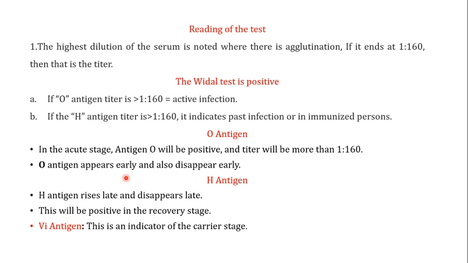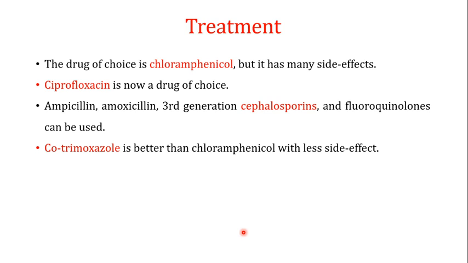Now the O antigen appears early and it also disappears early. If you talk about the H antigen, the H antigen arises late and it disappears late. This will be positive in the recovery stage. When you talk about this VI antigen, this is an indicator of the carrier stage.